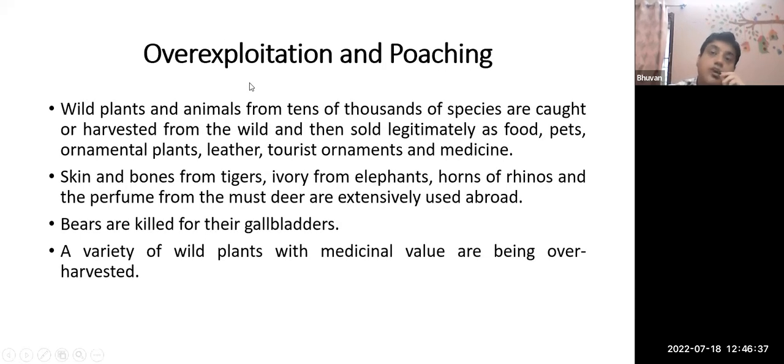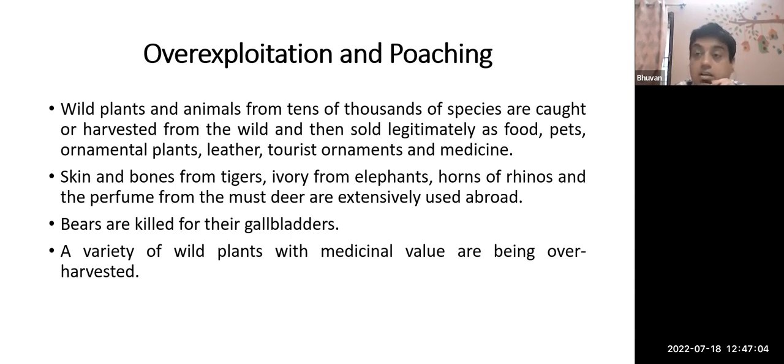Next is overexploitation and poaching. Wild animals and plants are killed or captured from the wild in tens of thousands or lakhs. They are sold as pets or as ornaments, or they can be sold as medicines. Sometimes plants are captured from the wild and sold as ornamental plants. So there are n number of examples of that.